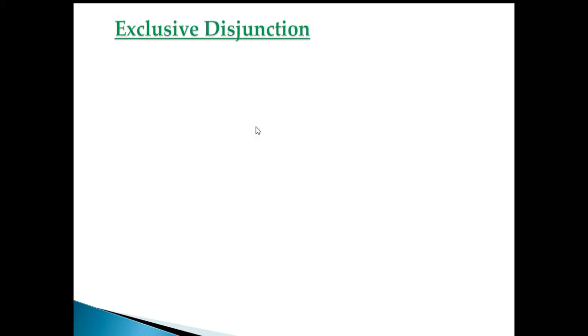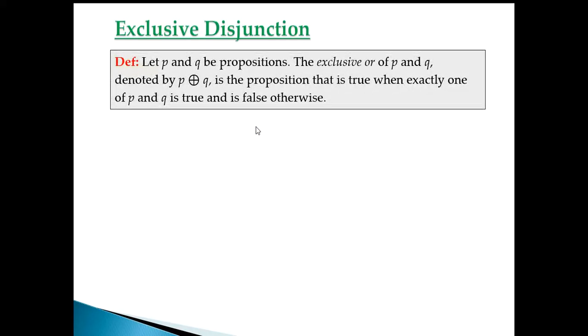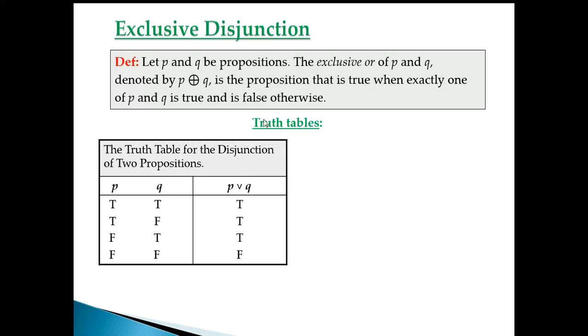Now let's take the next one, the exclusive disjunction. So what is the exclusive disjunction? We have two propositions p and q. The exclusive or we denote by this sign, and it is true when exactly one of p and q is true, otherwise it is false. Now the truth tables of the inclusive or and the exclusive or.